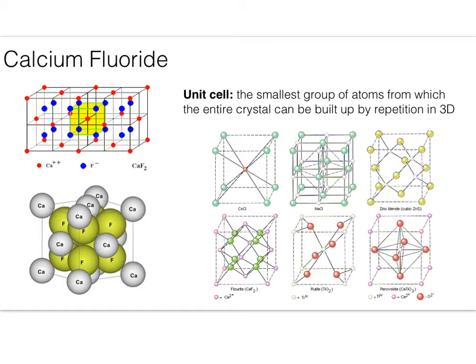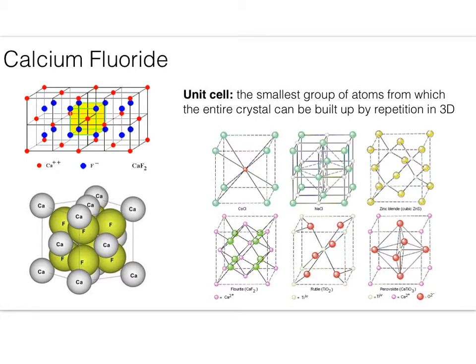And so what we're going to do is introduce the concept of the unit cell. If I wanted to look at a whole bunch of differently packed atoms and figure out the empirical structure of this system, I would try and find a unit cell. The unit cell is the smallest group of atoms from which the entire crystal can be built up by repetition in all three dimensions.